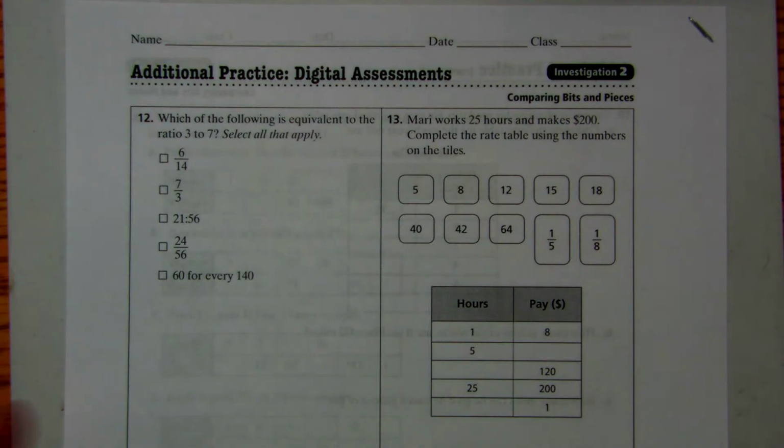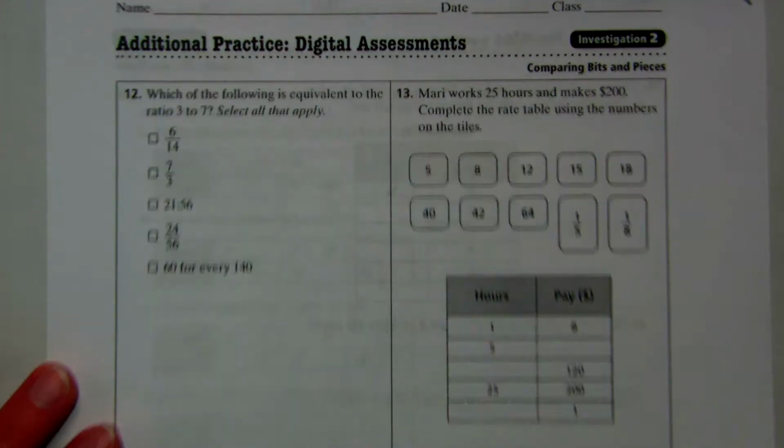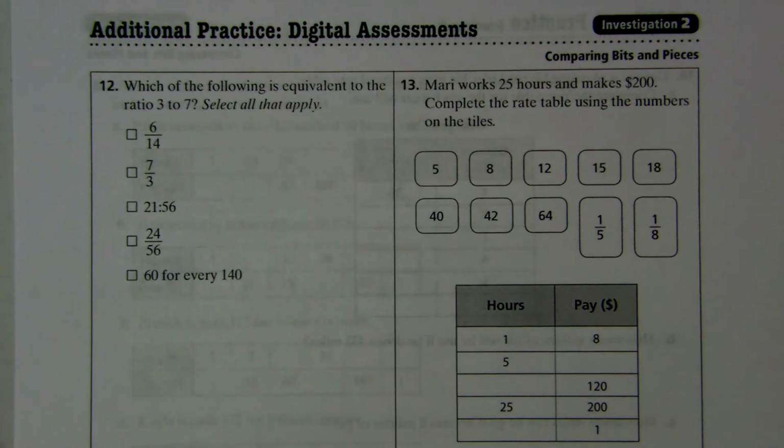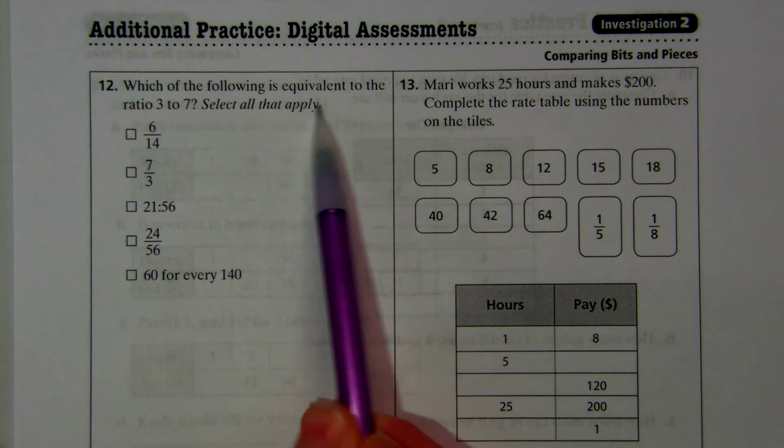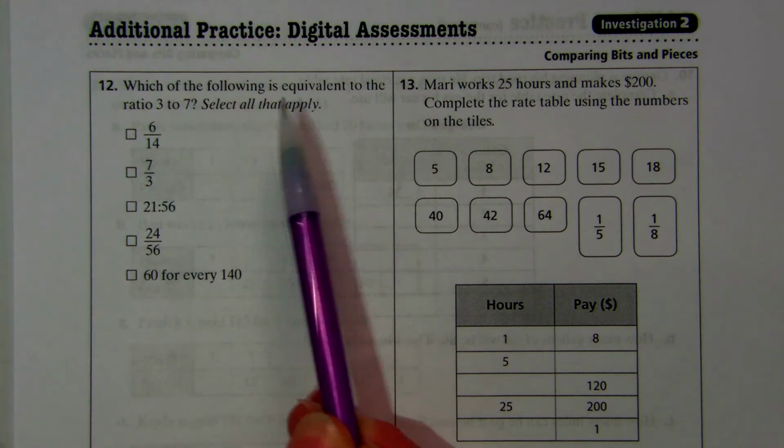All right, so what we're doing is we're going to look at this, which is basically like a practice test. And I'm going to let you do the rest of the packet to practice on your own because I want to talk about the different types of questions. So on number 12, it says, which of the following is equivalent to the ratio of 3 to 7?